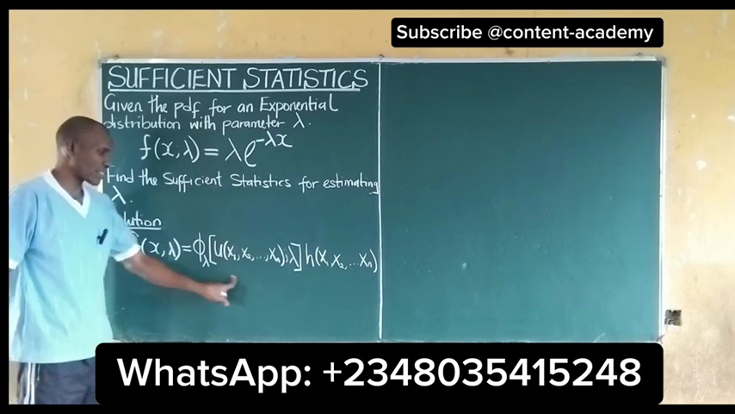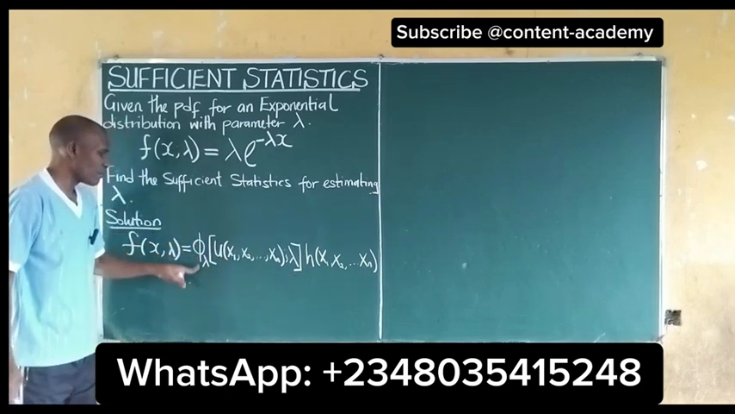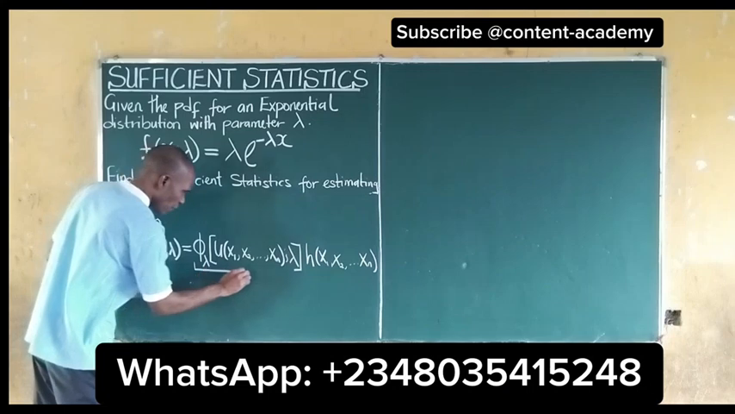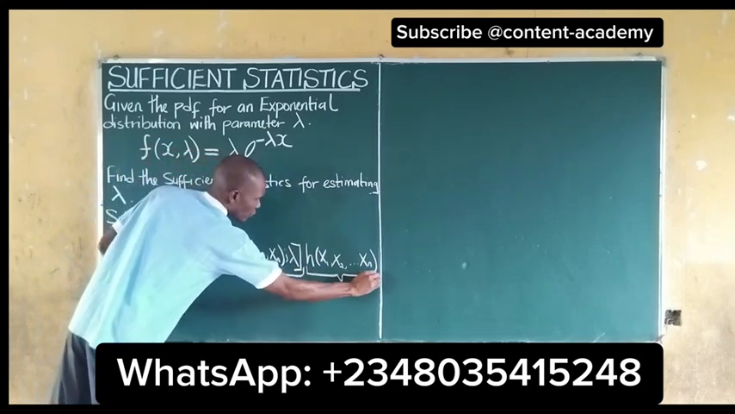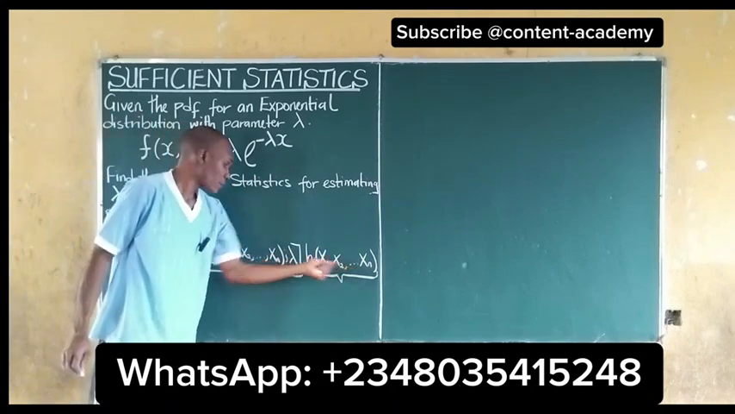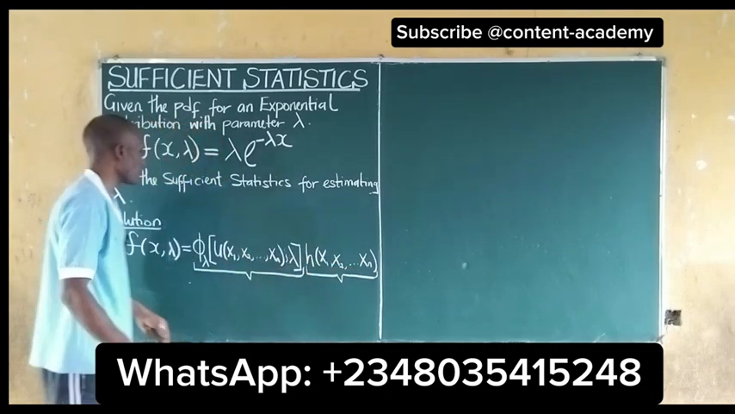So this is what the factorization theorem states, that a statistic is said to be sufficient if it can be factored out into two components. This is the first component, and this is the second component. Of course, this does not depend on lambda. Of course, this depends on lambda, and this does not depend on lambda.